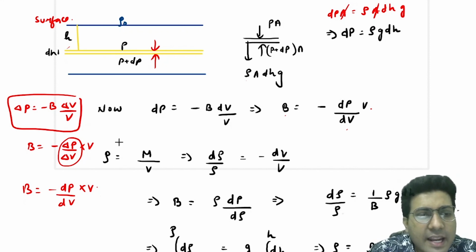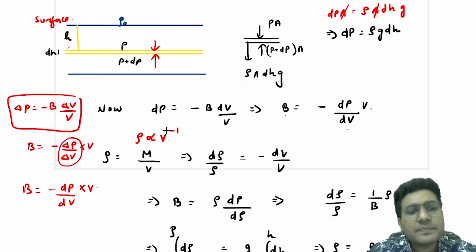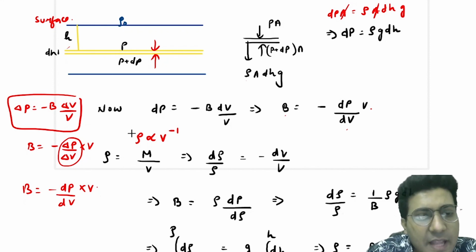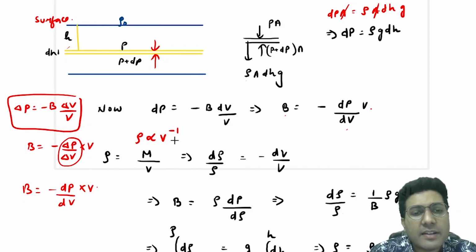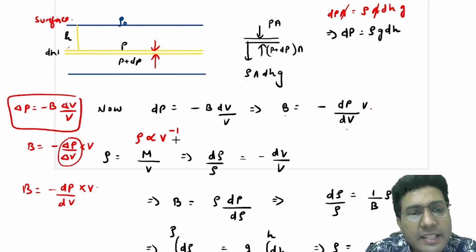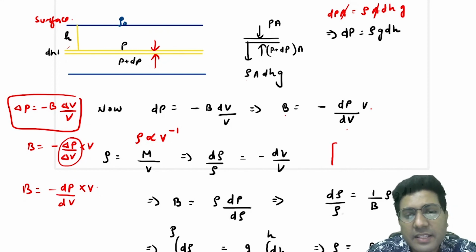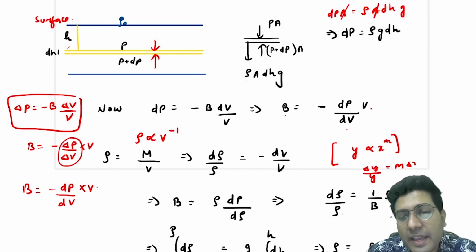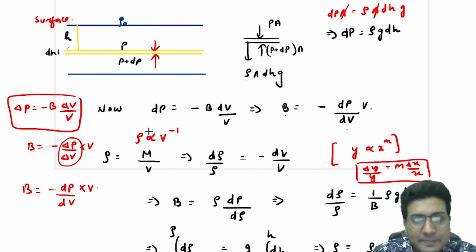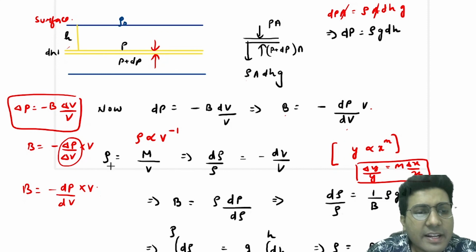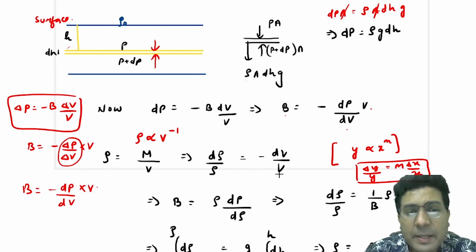So you can say that density is directly proportional to V power minus 1. Now if density is directly proportional to V power minus 1, what will you say in this case? You will say that d rho upon rho is equal to minus dV upon V. This is the same thing that we always do: y proportional to x power m, then delta y by y can be written as m delta x by x for a small change. That is what we have done here. M is minus 1, so you can write d rho upon rho is equal to minus dV upon V.